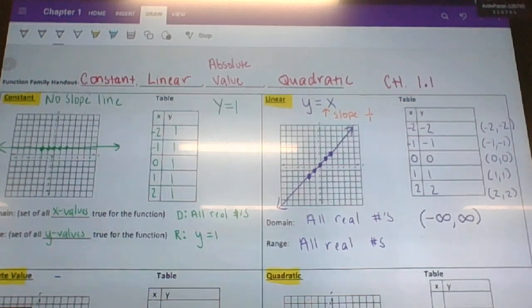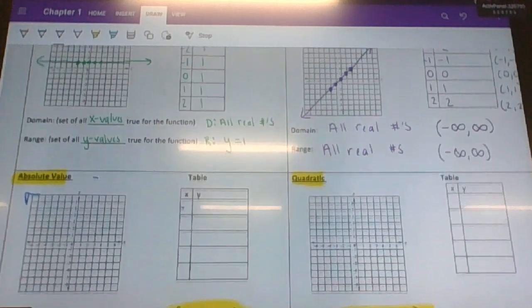So let's put that fancy infinity here for the range as well. Okay, those are our first two, old news. Let's put that absolute value.